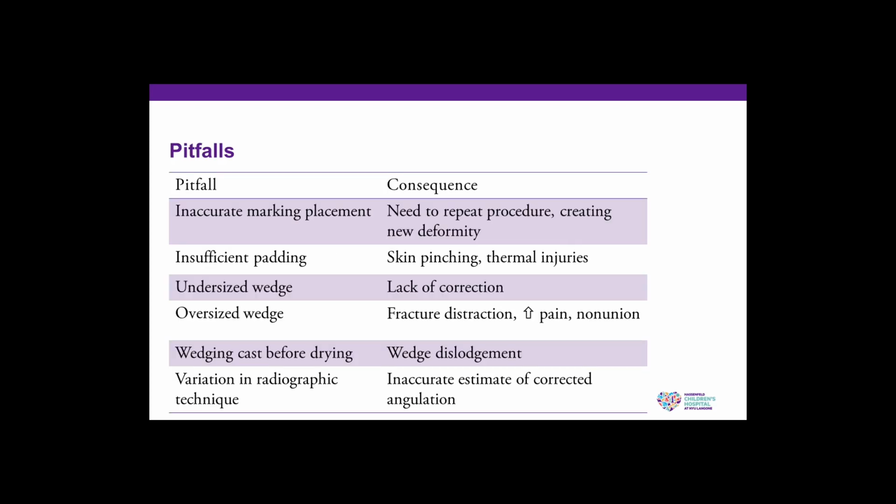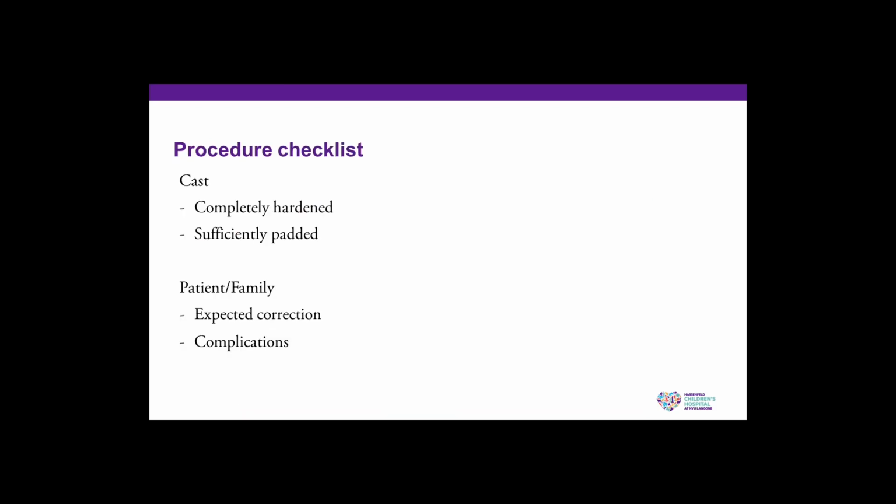Possible pitfalls that may be encountered when performing a cast wedge include inaccurate placement, insufficient padding, under or oversized wedges used, inserting the wedge before the cast is completely dry, and variation in radiographic technique that makes interpretation of X-rays difficult. Prior to performing cast wedging, you want to have a checklist that should include a cast that is completely hardened and sufficiently padded. You want to be sure that the patient and the patient's family understand the expected amount of correction and possible complications that might occur.